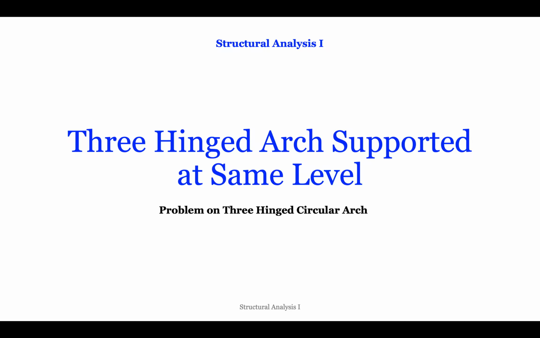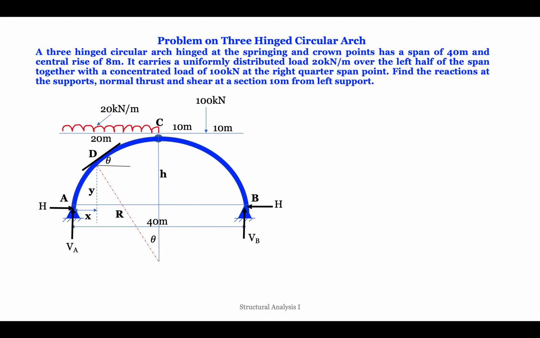Hello students, today we are going to solve a problem on a three-hinged circular arch where supports are at the same level. So let's see the problem. Here is a question from a textbook. A three-hinged circular arch hinged at the springing and crown points has a span of 40 meter and a central rise of 8 meter. So it's given here.